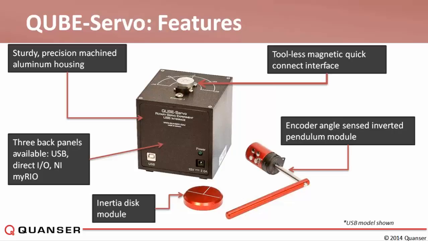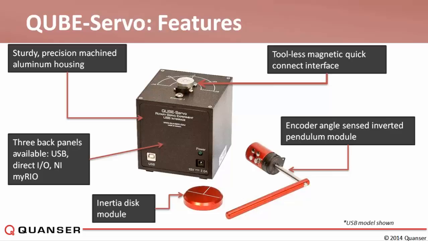Just to give you an idea, you can put on a beam to do a ball balancing type experiment. The back panel, which you can see here, is the USB version, and that's one of the ones we'll be working with today. We also have a direct I/O panel and an NI myRIO panel, which means you can choose the panel with the particular interface you're looking for, allowing the QUBE Servo to integrate seamlessly into your current lab.